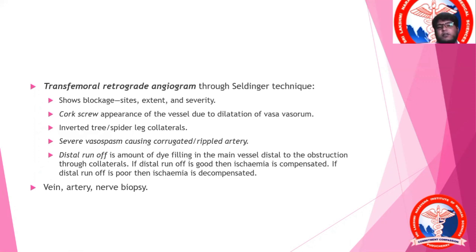Findings include the corkscrew appearance of the vessel due to dilatation of vasa vasora, inverted tree or spider leg collaterals, and severe vasospasm causing a corrugated or rippled artery. Distal runoff is the amount of dye filling the main vessel distal to the obstruction through collaterals. If distal runoff is good, then ischemia is compensated. If distal runoff is poor, then ischemia is decompensated. Then we also take vein, artery, and nerve biopsy.